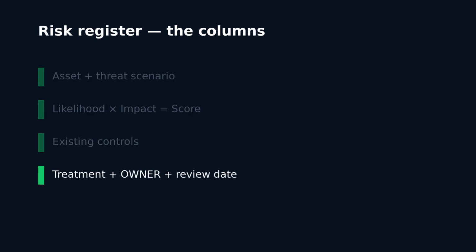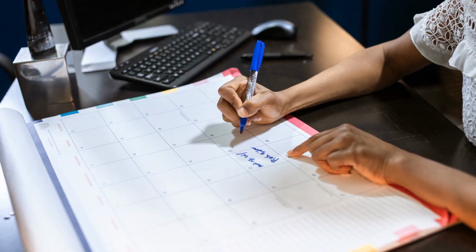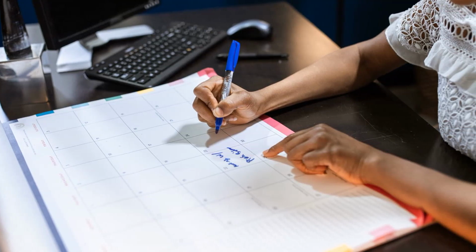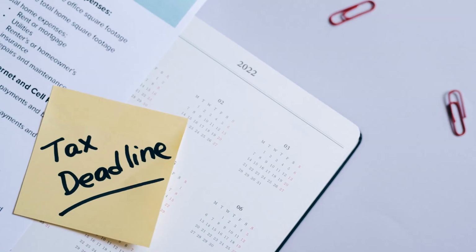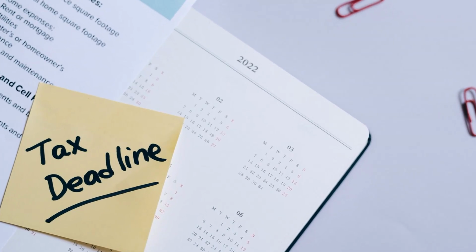One governance rule that keeps everyone honest. An accepted risk gets signed by the business owner of that function, not by security. If sales wants to accept the risk, sales signs the line. And finally, an owner and a review date for every single row. A register without owners and dates isn't a plan, it's a wish list with formatting.